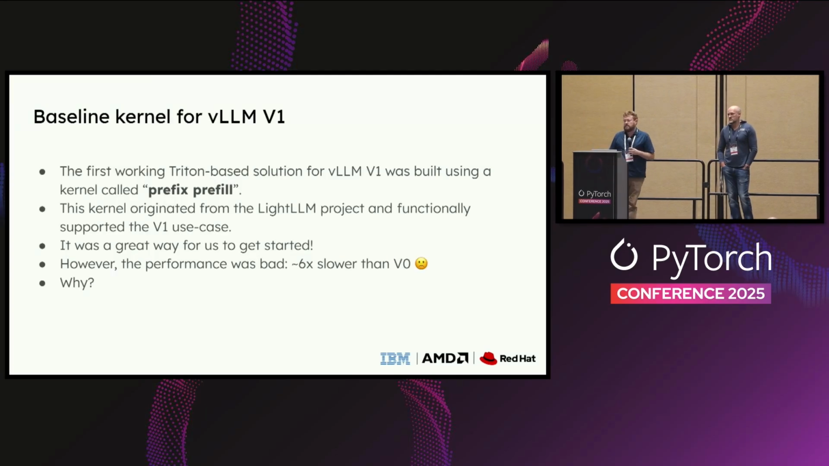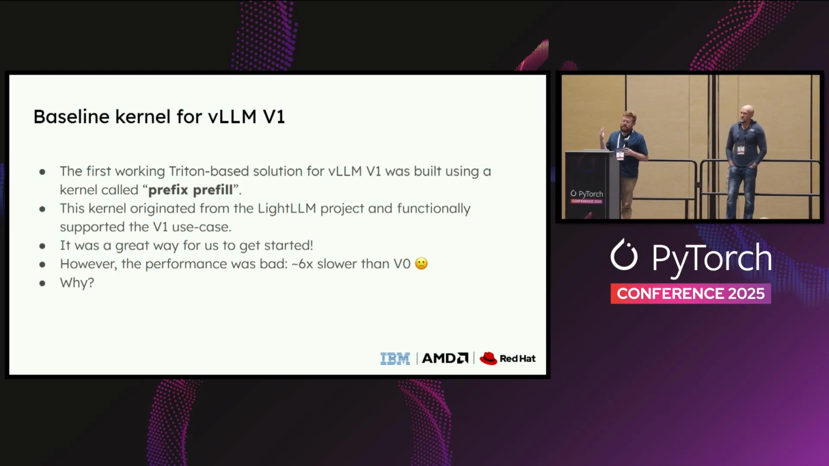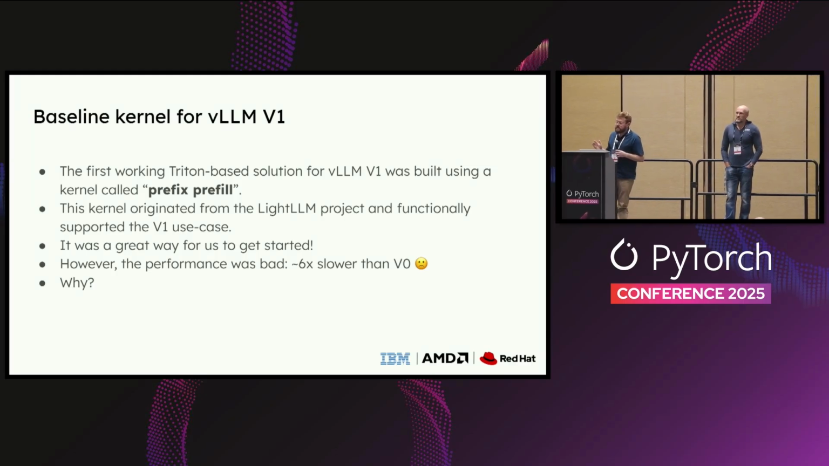Okay, so now getting into the baseline. This was: how do we bring up vLLM v1 on AMD GPUs as quickly as possible? Actually, this was kind of easy. We had an existing kernel that came from the LightLLM project called prefix prefill. This kernel supported all of the stuff I just described, all 4 cases and everything in between. So this was a super cool way to get started.